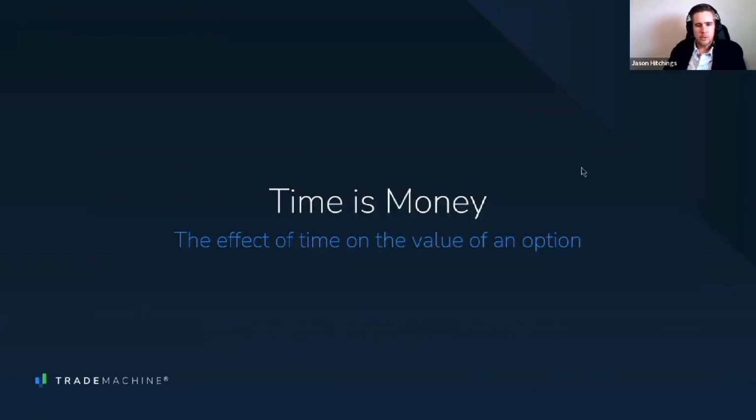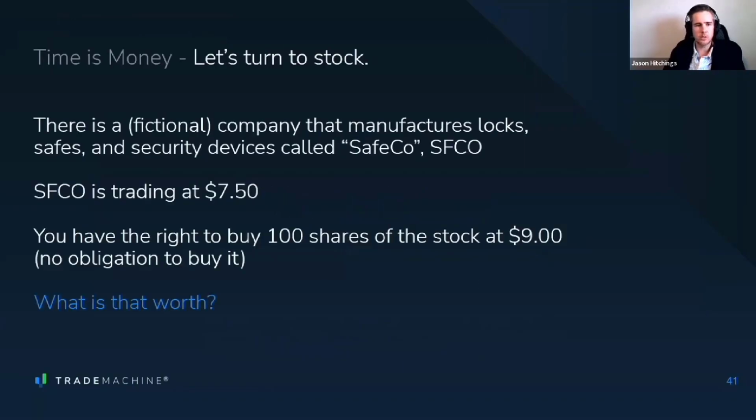Okay, so we didn't talk about time in that section, but let's dive into some examples and try to understand why time has such a big impact and how that relates to how much the stock itself moves. So we're going to invent a fictional company. We're going to call it Safeco, SFCO. That ticker isn't listed as far as I know. If it is, it's just a coincidence if it's listed on some Canadian exchange. But in this scenario, you have the right to buy 100 shares and you can buy at $9. How would you decide what that is worth to you? Stock's at $7.50, you have the right to buy it at $9.